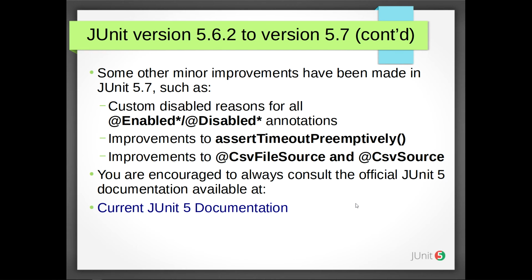Some other minor improvements have been made in JUnit 5.7, such as custom disabled reasons for all @Enabled and @Disabled star annotations in the conditional execution API. You can now provide the custom reason for it to be enabled or disabled. Improvements to assertTimeoutPreemptively. Improvements to @CsvFileSource and @CsvSource.